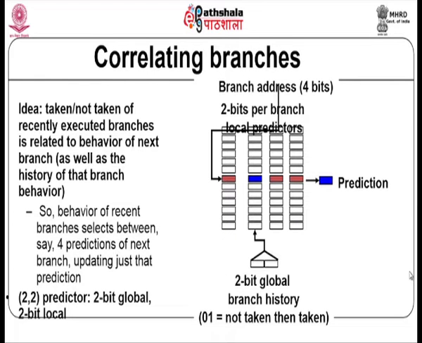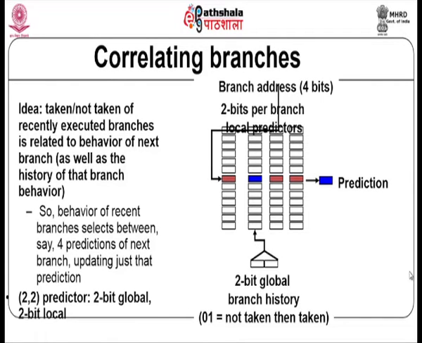So, this is the idea of a correlating branch predictor, where I have indicated a (2,2) predictor, which means I am going to maintain information about two global branches, and each of these is maintained as a 2-bit branch predictor. Let me assume that I have 4 bits of branch address. With 4 bits I can have 16 different options, so I have 16 different addresses. Earlier, in the case of a single bit predictor or a 2-bit local predictor, we would have had only 16 different addresses, each pointing to 1 bit or 2 bits of data.